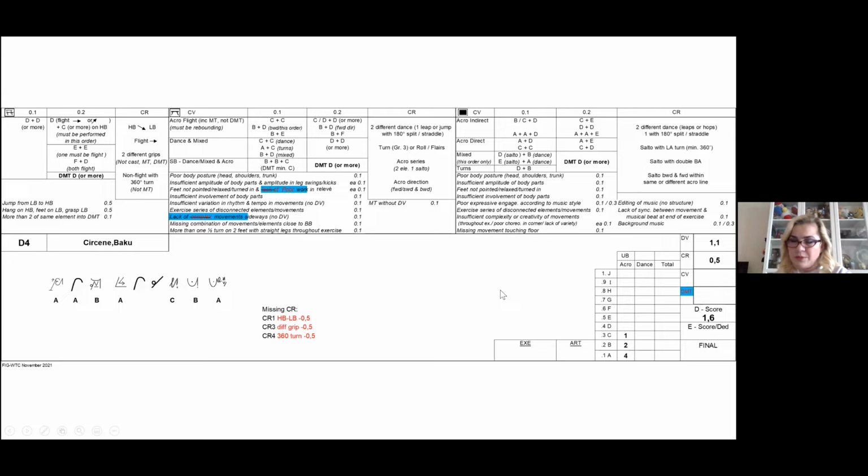Quite a short and poor routine, but I think it's an interesting example also for our D evaluation. I hope you match and agree with our evaluation. And let's move to the next routine.